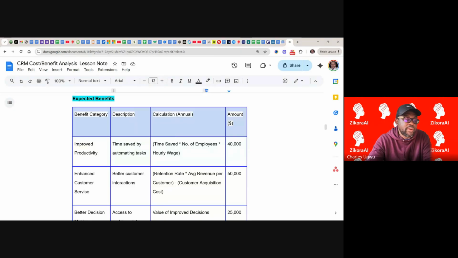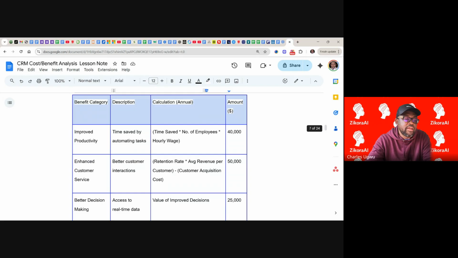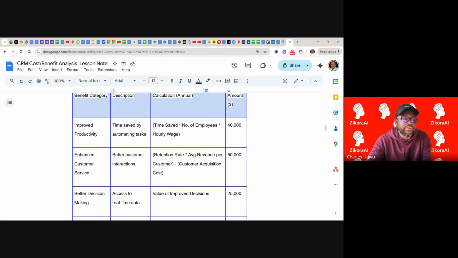Enhanced customer service, better customer interaction. You see retention rate. Find out the retention rate and the average revenue per customer. So for a customer that is coming back, you find out the average revenue, how much a particular customer is spending on your platform. That is the average revenue, and then the retention rate. Once you find out, you multiply them.